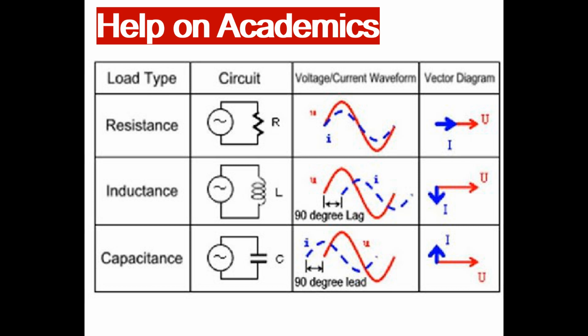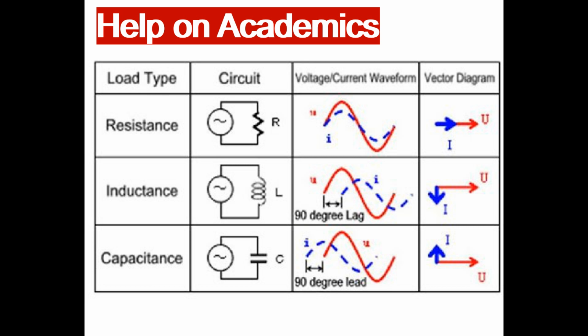When the voltage begins to rise, the capacitor starts to charge, causing a current to flow. But once the capacitor is fully charged, the current stops, even if the voltage is still high. Hence, the current reaches its peak before the voltage does, indicating that the current leads in a capacitive load.